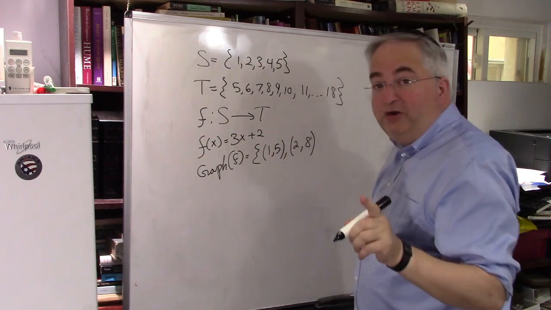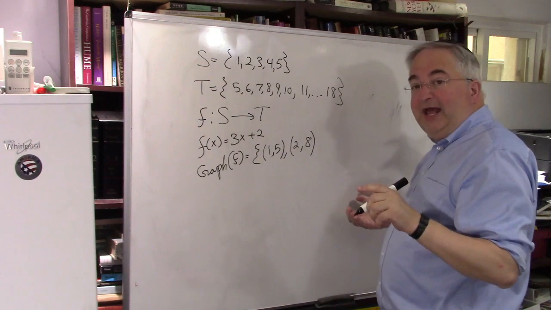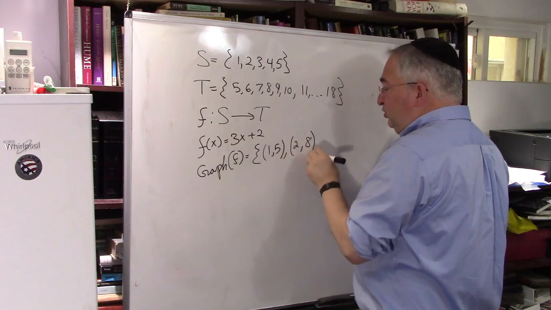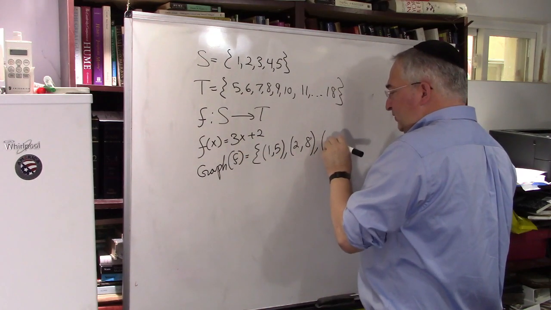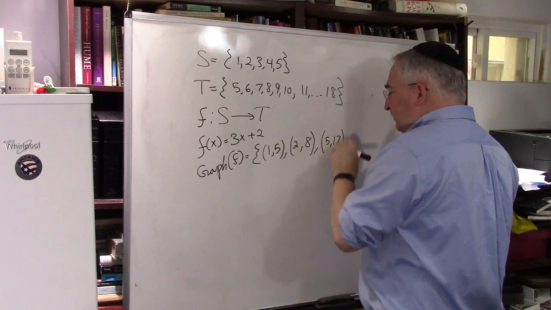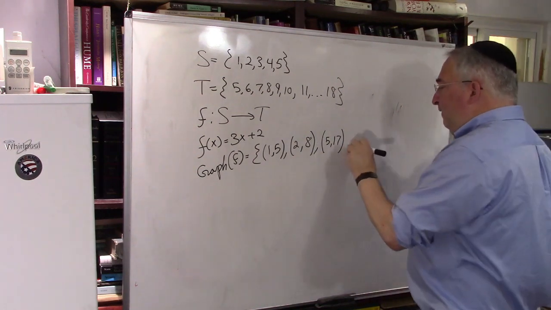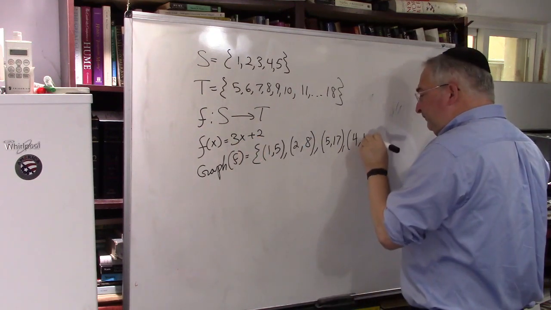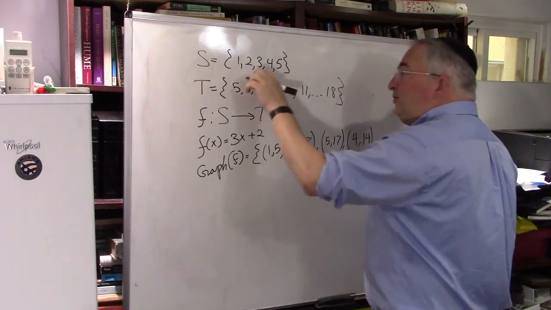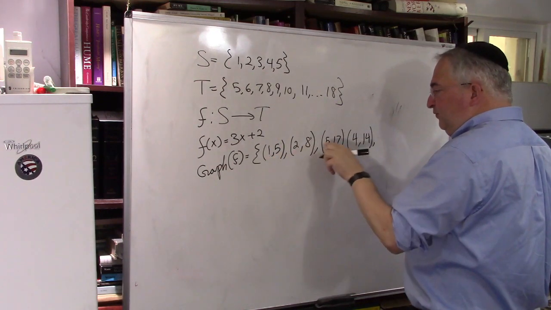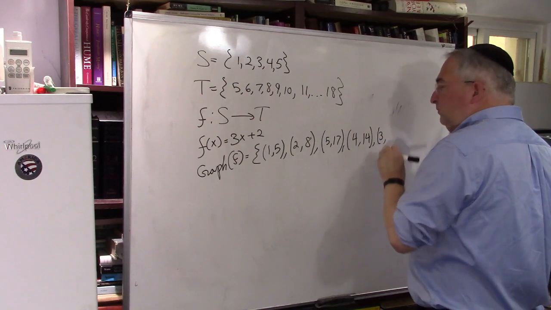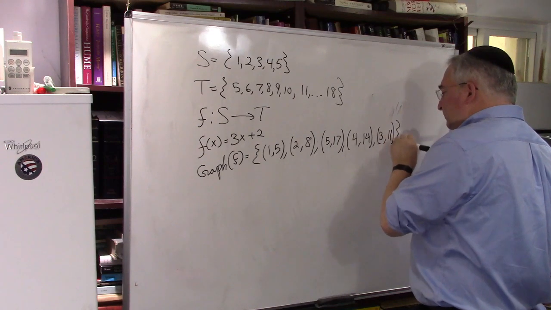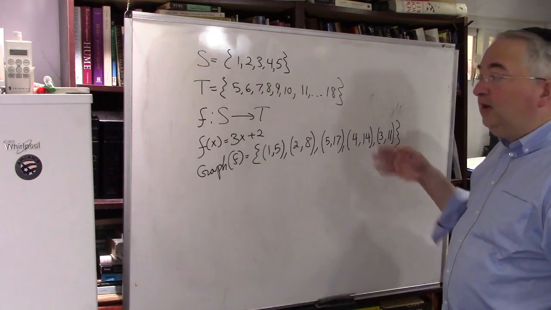Just to do things not in order, because it doesn't matter how you list elements in a set, 5 times 3 is equal to 15 plus 2 is 17. So 5 comma 17. Okay, let's do 4. 3 times 4 is 12 plus 2 is 14. See, we did this out of order: 1, 2, 5, 4. Let's do 3. 3 times 3 is 9 plus 2 is 11. This is the graph of this thing.